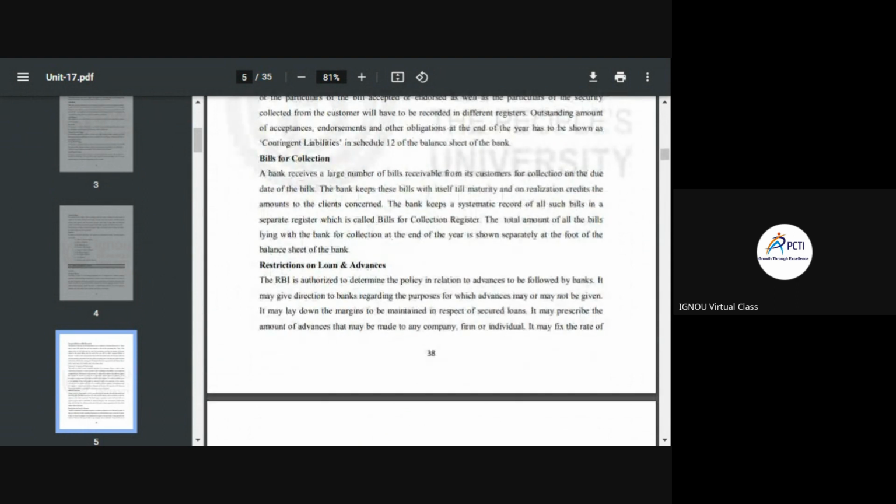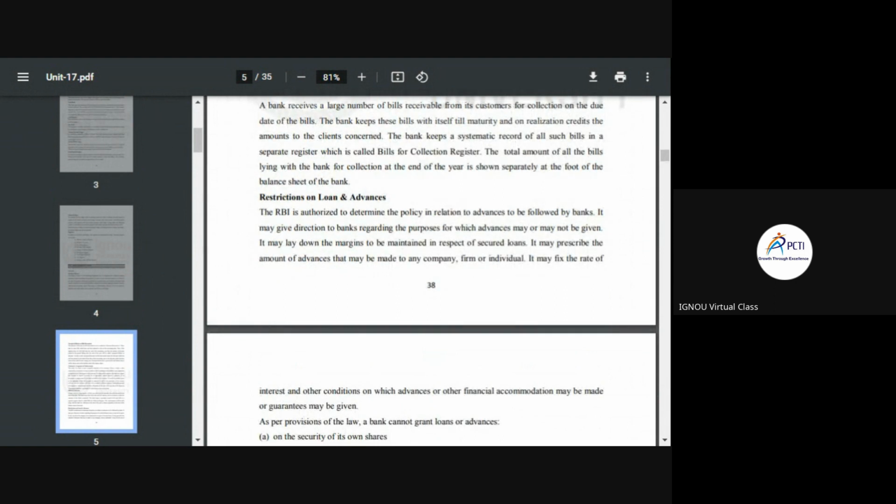Then the bills of exchange for collection. A bank receives a large number of bills receivable from its customers for collection on the due date of the bill. So the bank keeps these bills with itself till maturity, and on realization it credits the amount to the client concerned.